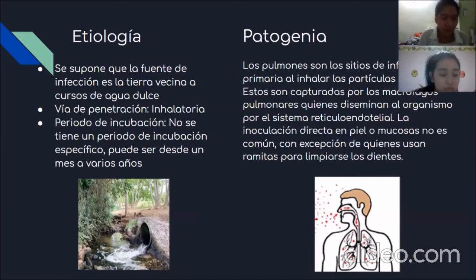Pathogeny. The lungs are the primary sites of infection by inhaling the fragments of the fungus. They are captured by the lung macrophages that spread to the organism by the reticuloendothelial system. Direct inoculation into skin or mucous membrane is not common, except for those who use sticks to clean their teeth.